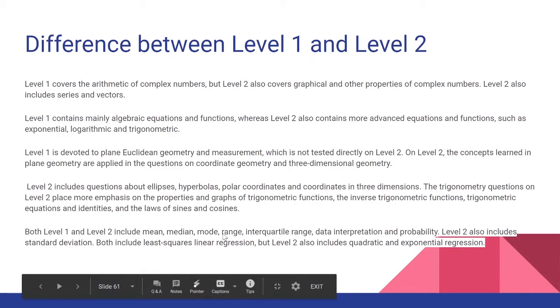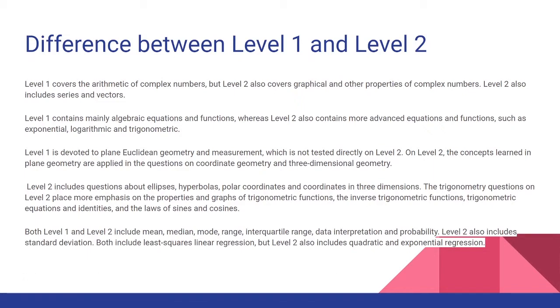Level 2 also includes standard deviation, which is a topic on its own that you can definitely teach yourself. Both include least squares, linear regression. So both have linear regression, but level 2 also has quadratic and exponential regression. So what you see is that level 2 covers more concepts and more difficult concepts than level 1. Hence, level 2 is known as the harder exam.